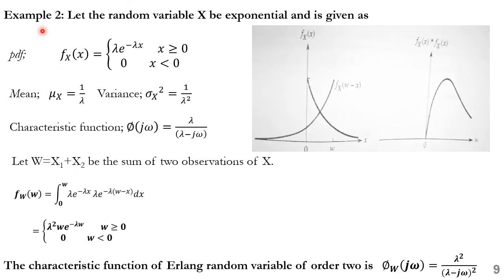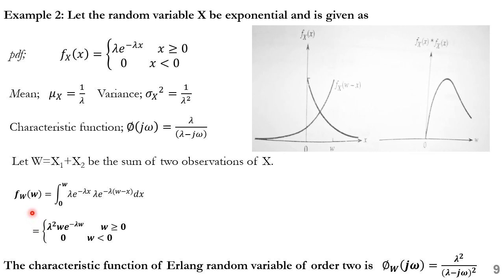This is the second example. Let the random variable X be exponential, and its PDF is defined as f_X(x) equal to lambda e to the power minus lambda x for x greater than or equal to 0, and it is 0 for x less than 0. We know that the mean value is mu_x equal to 1 by lambda and variance sigma_x squared is equal to 1 by lambda squared, and the characteristic function phi(j omega) is defined as lambda divided by lambda minus j omega. Let us define a new random variable W, which is the sum of X1 and X2.